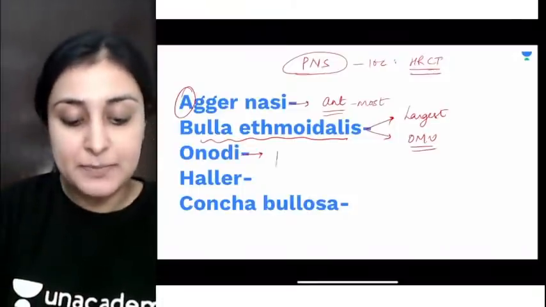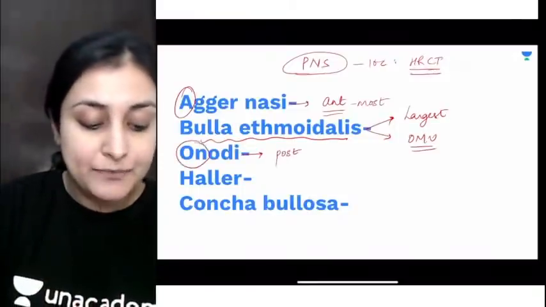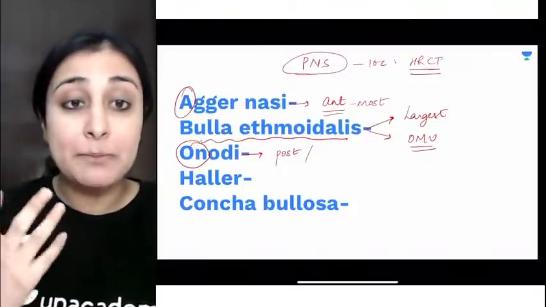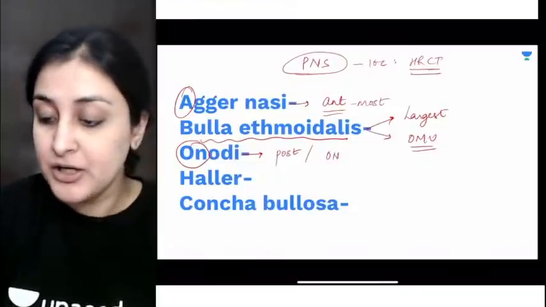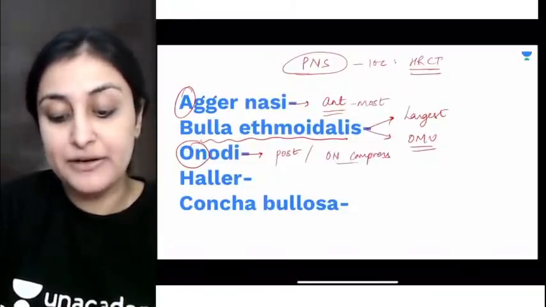Onodi cell. It is the posterior most ethmoid air cell. What does it do? Being posterior, it will go and impinge. If it is enlarged, it will go and impinge upon the optic nerve, right? So it can compress on the optic nerve if enlarged.